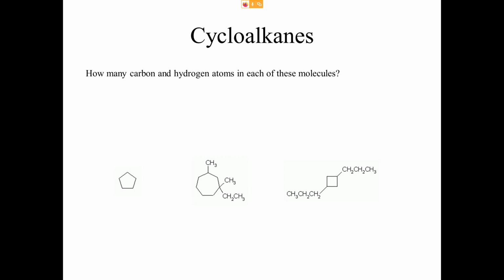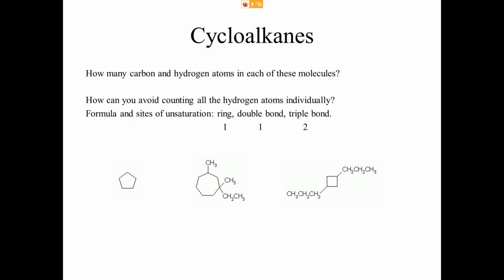Well, you don't want to go counting them. Use your formula. So how many hydrogens would the one on the left have? 10. Right, so 5 carbons, and it's 2N. But in reality, we started with the formula that you should always remember. It's 2N plus 2. And because we have a ring, like I show here, we subtract 2 hydrogens, one pair of hydrogens. That's what this 1 represents. It's a site of unsaturation.